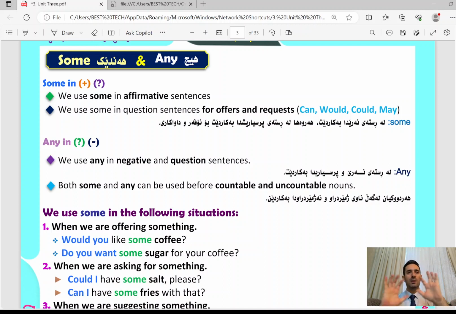This is the main difference between these two. Also, we can use some in question sentences, and also any. How?